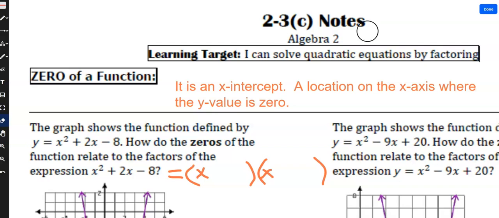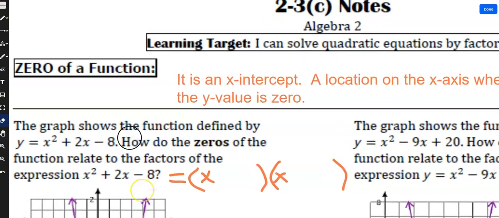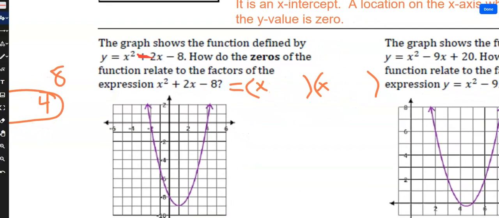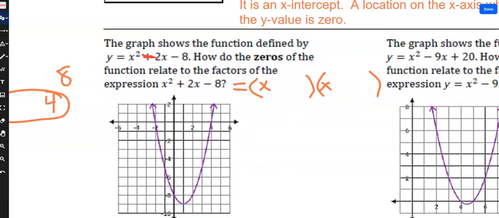Hold on. In our first example, I have found a mistake. This sign right here should be a minus, not a plus. The reason I know it's a mistake is because it doesn't match the picture. So how do the zeros of the function relate to the factors of the expression? Let me just change that.